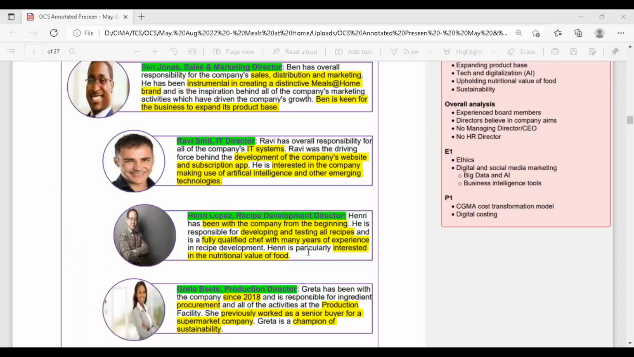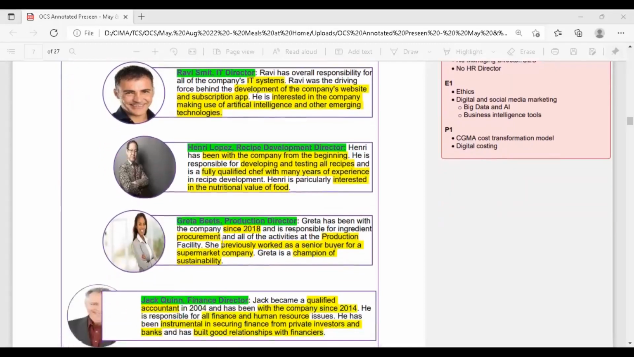And it's good to have a recipe development director who believes in the nutritional value of food, because that's exactly what our customers are asking for. We are dealing with health conscious customers, so in such a context we have to make sure that the nutritional value of food is upheld, and that's exactly what our recipe development director is interested in doing.